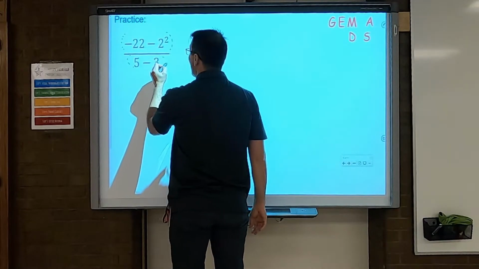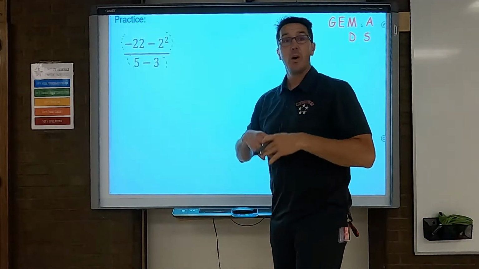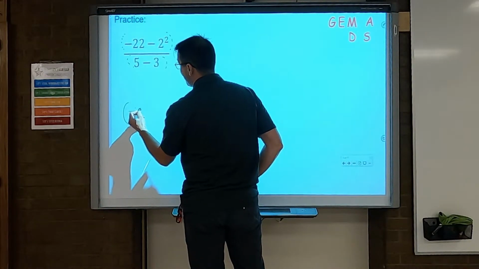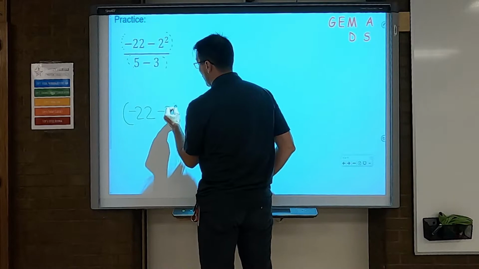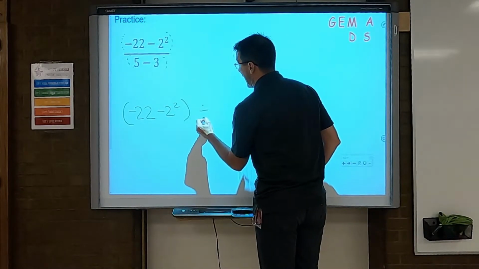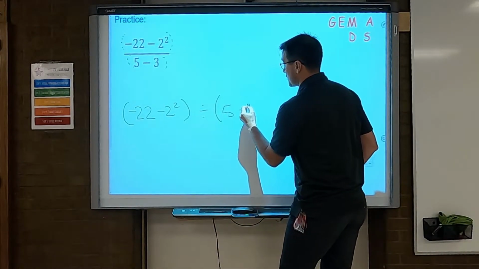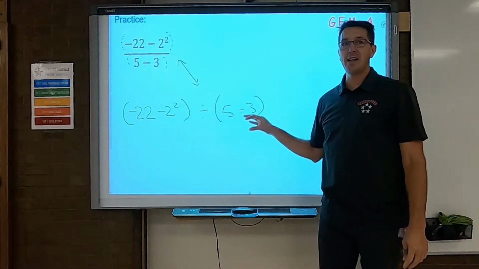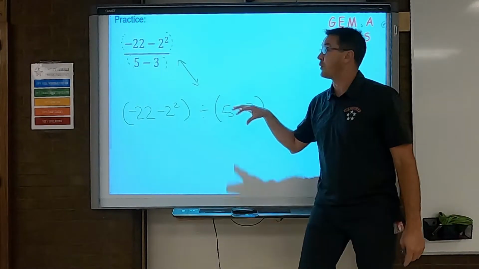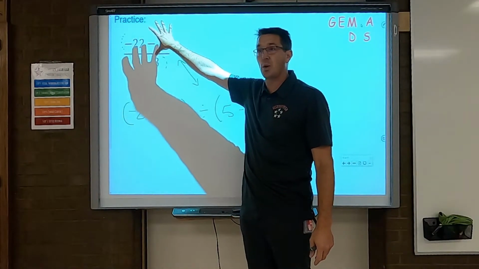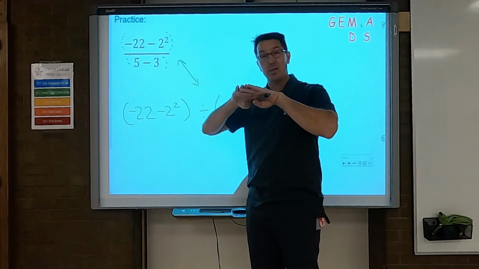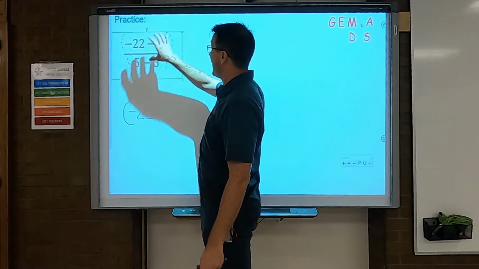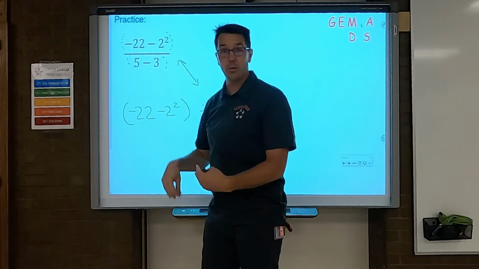And if you don't believe me, if I was to rewrite this problem without using a fraction, the way I would have written this problem would have been negative 22 minus 2 squared, divided by 5 minus 3. These two problems are the same. And when you see it like this, you're like, oh, well, those are grouping symbols. But when you see it like this, you don't really see those grouping symbols. But you have to assume when you see a fraction, you've got grouping symbols. So that means I have to do everything in here and then everything in here before I can move on.